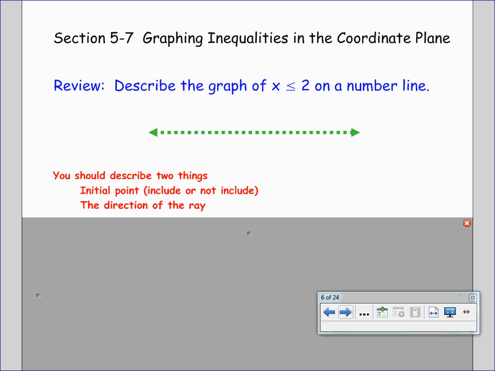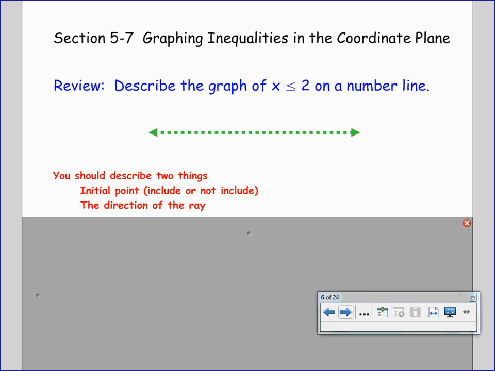All right, let's go ahead and get started with our discussion then. In your note sheet for day 6, today we're graphing inequalities in the coordinate plane, and I want you to think about the graph of your homework when you had problems like x is less than or equal to 2. If you're going to graph that on a number line, we need to clarify the boundary number, right? And we need to determine the direction of the shading. And so you should be describing 2 things: your initial point, do I include it or not include it? And then the direction of the ray, do I shade to the right or to the left? Go ahead and tell the class when I call on you. How would I make this graph? X is less than or equal to 2, like from your homework. What would I do procedurally?